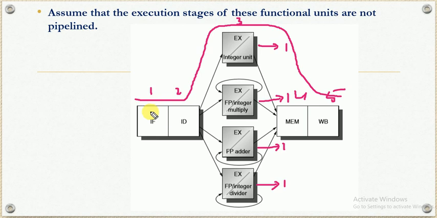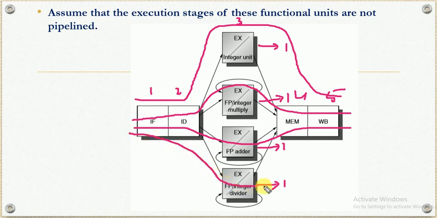If somebody wishes to execute some integer operation, it will go through this stage. Now if there is some multiplication operation to be done with both floating point and integer values, it will go through this path. Then if there is some floating point addition related operation, it will go through this path. Similarly, for division operations, it will go through this path.